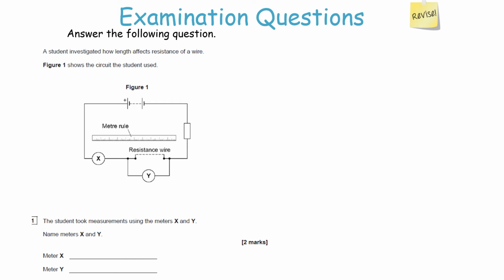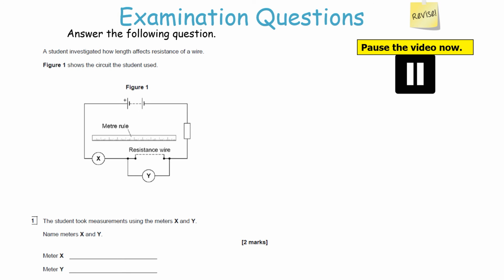A student investigated how length affects resistance of a wire. Figure 1 shows the circuit the student used. The student took measurements using meters X and Y. Name meters X and Y. So pause the video now, then unpause the video when you want to go through your answer.